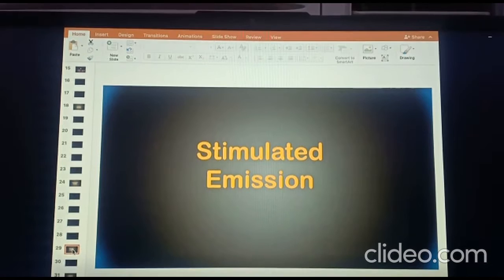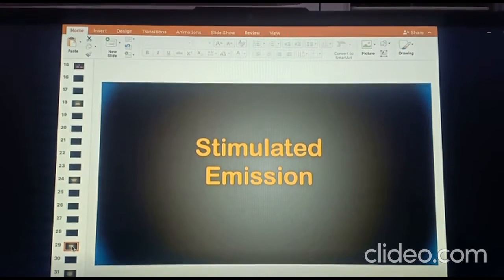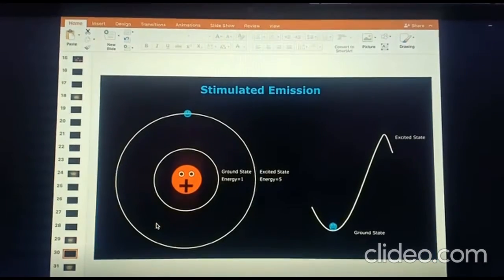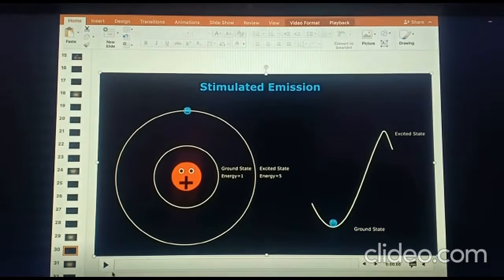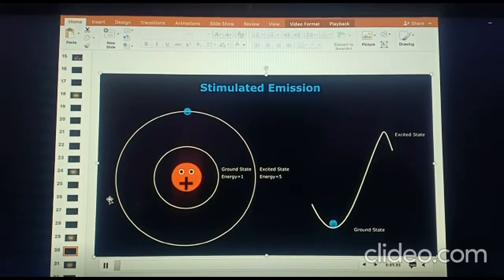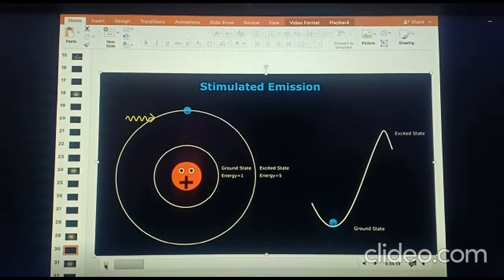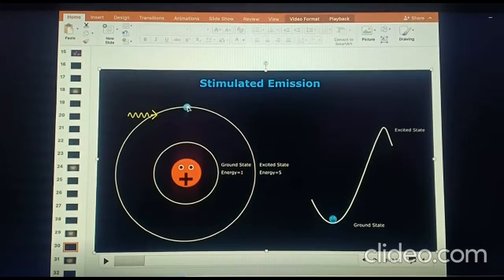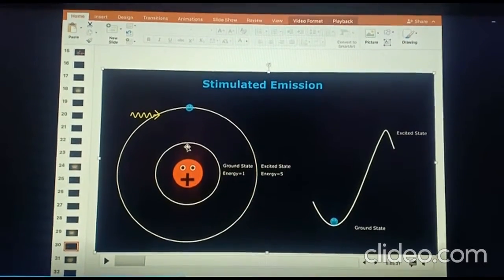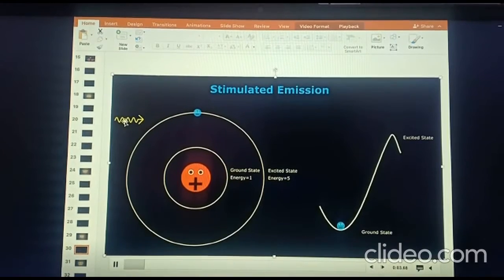So guys, now we are moving to stimulated emission, the third one, the last step to get a laser. So how does it work? Stimulated emission means that we have to use a stimulus. Here we give some energy to the excited electron so that it can release its energy and come back. Let's see it once again.